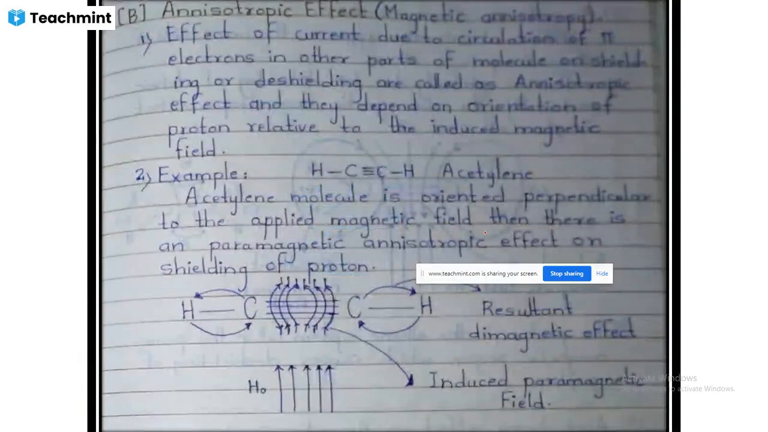So here is the description of the anisotropic effect or magnetic anisotropy. The effect of the current due to the circulation of pi electrons in other parts of the molecule on shielding or de-shielding is called the anisotropic effect, and it depends on the orientation of the proton relative to the induced magnetic field. And if the acetylenic molecule is oriented perpendicular to the applied magnetic field, then there is a paramagnetic anisotropic effect on the shielding of the protons. So a resultant diamagnetic or induced paramagnetic effect is produced in the case of acetylenic protons.